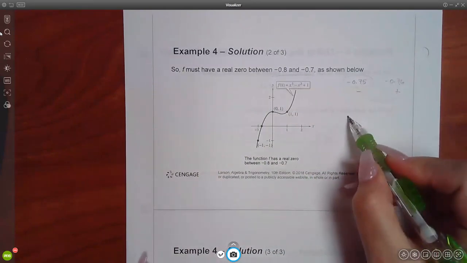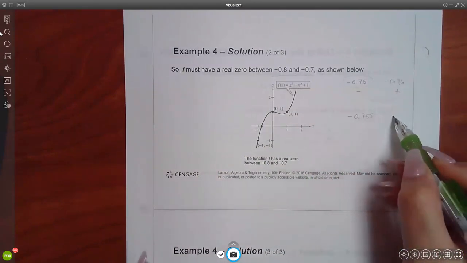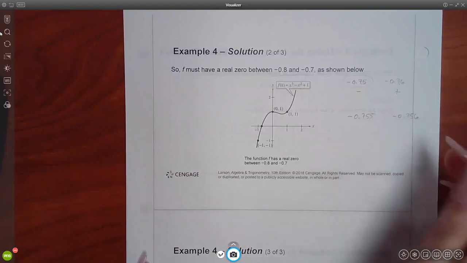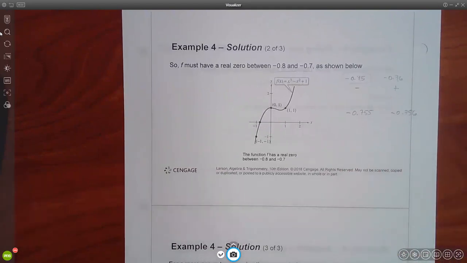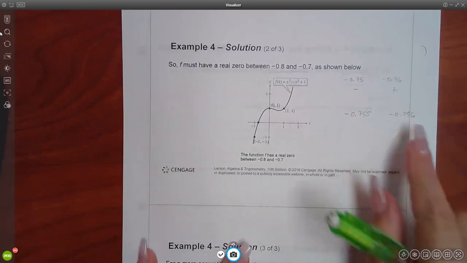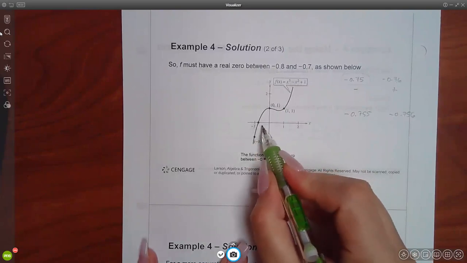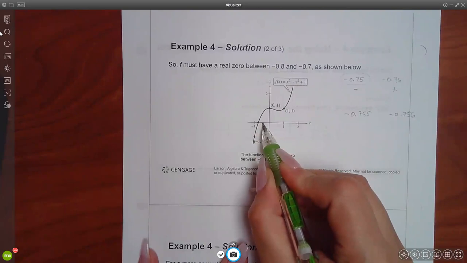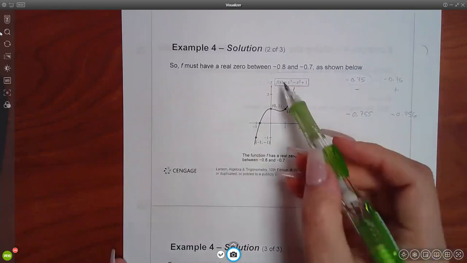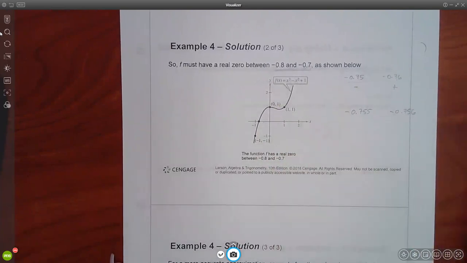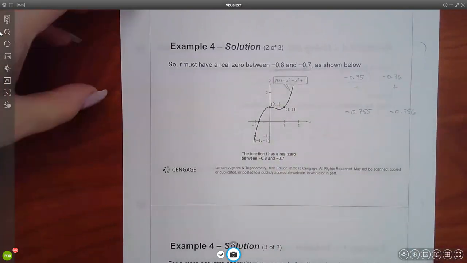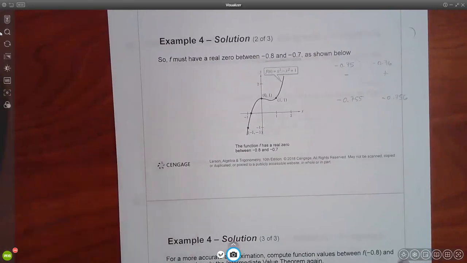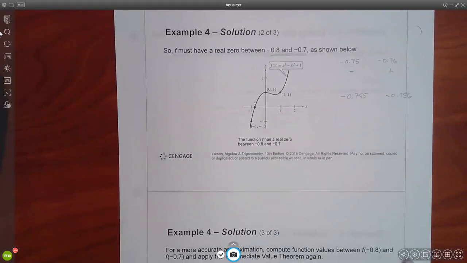Once I know this, I can try 0.755 and 0.756, right? And keep going until I get real, real, real close to 0. I can't draw things that are that small anyway. If I have this as my graph, how in the world am I going to be able to tell if it's negative 7.55 or negative 7.56, right? You just have to have like an idea of where it is, okay? So that's why they stopped at that. But like the paragraph said, you can keep going to get more accurate. When you get to calculus, you will keep going, okay?